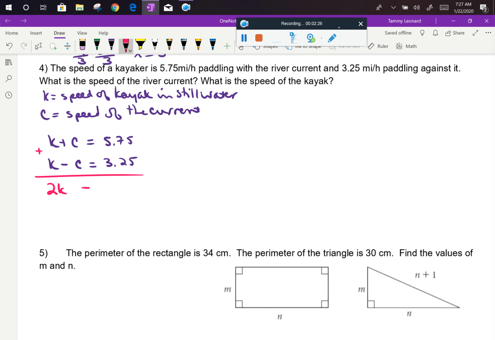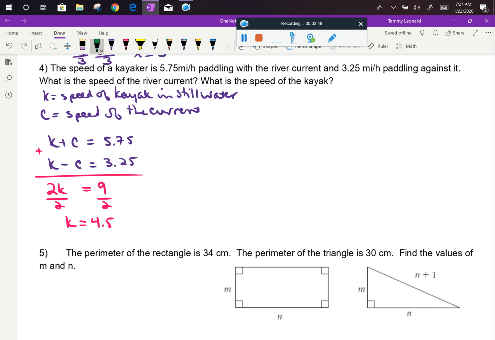We have 2K equals 9, and if we divide both sides by 2, normally I would want you to leave that as 9/2, but notice the problem started out with decimals. If it starts out with decimals, we're going to go ahead and answer in decimals. So we have found that the speed of the kayak in still water is 4.5 miles per hour.